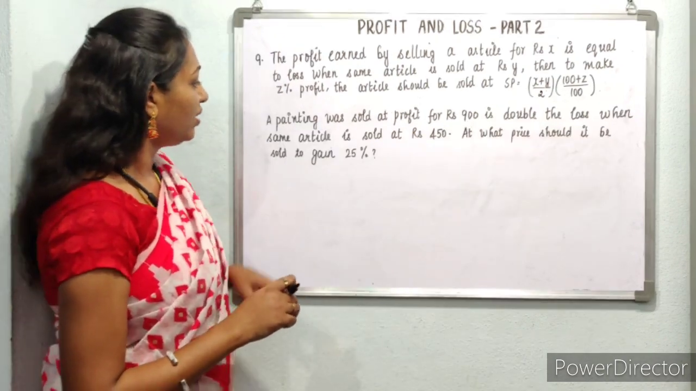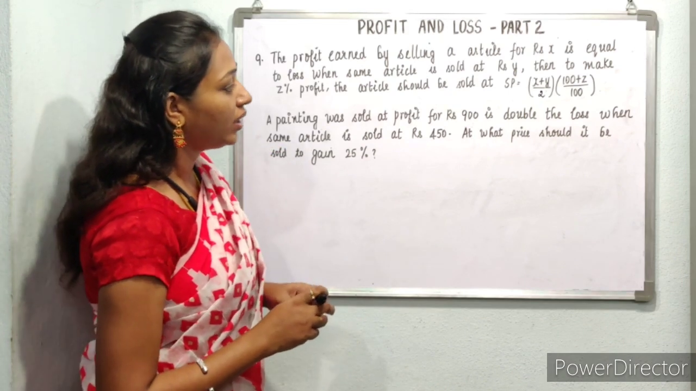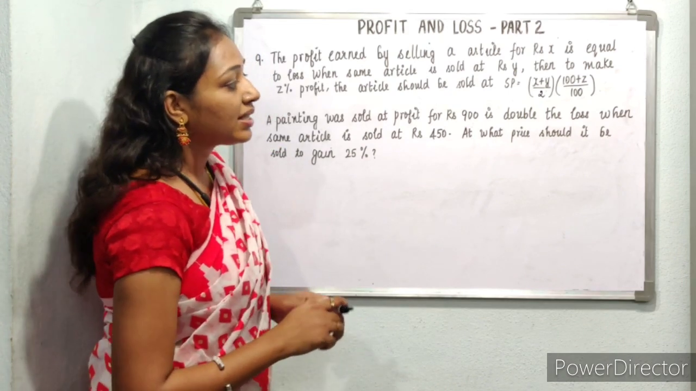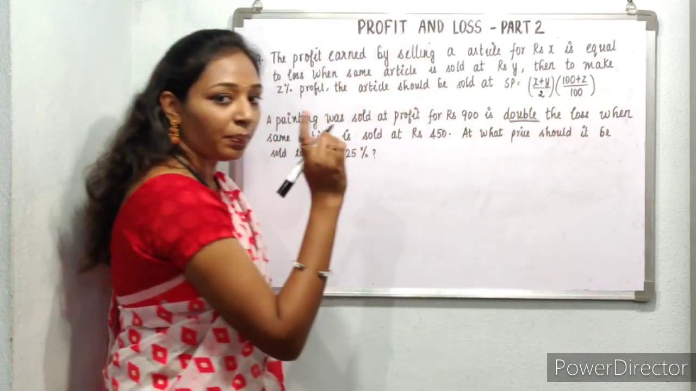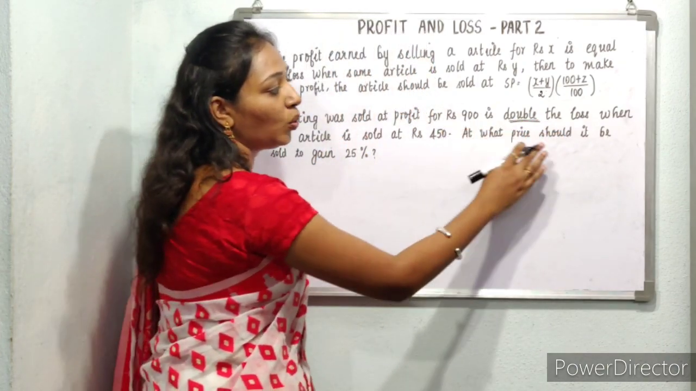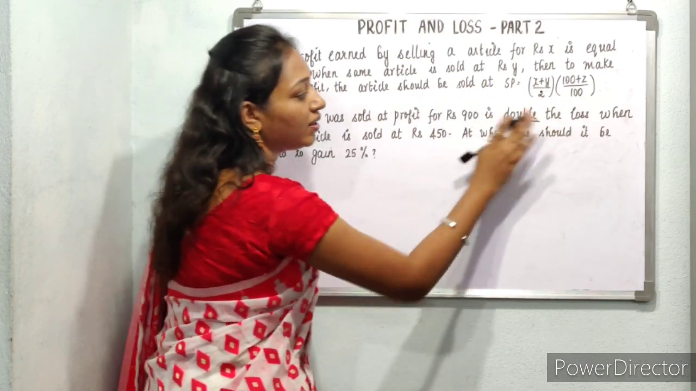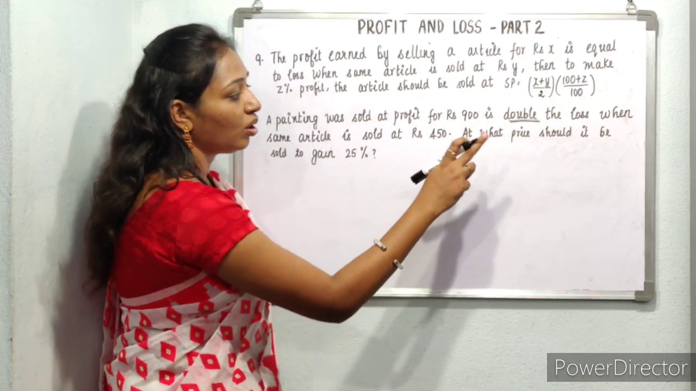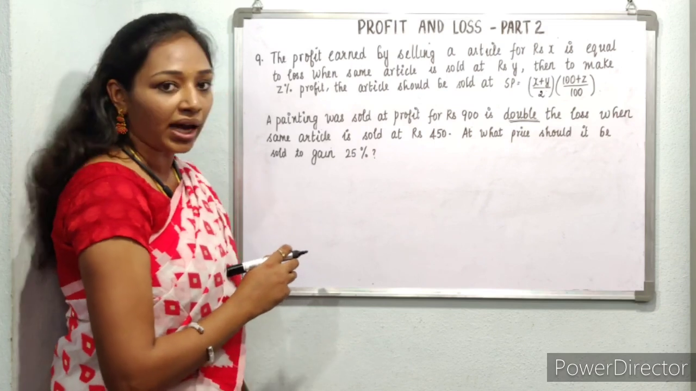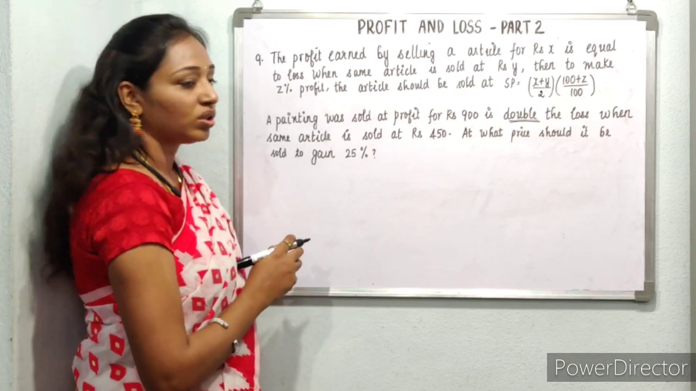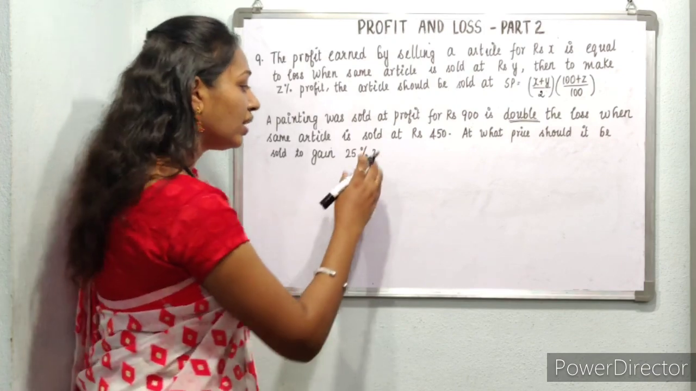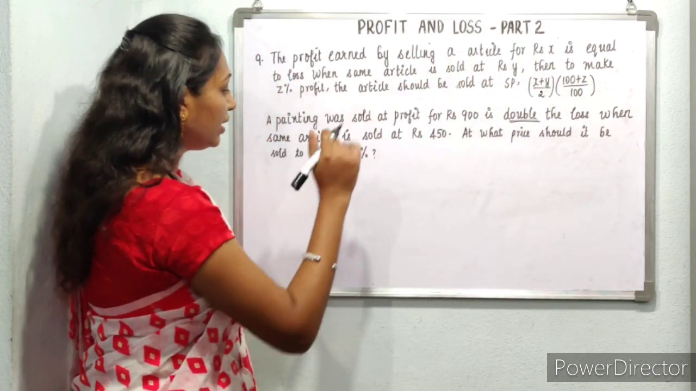Now see this question. A painting was sold at a profit for rupees 900, which is double the loss. Now listen to this word, double the loss. The previous problem we had was equal to the loss. Here we have double the loss, when the same article is sold at rupees 450. At what price should it be sold to gain 25%? The same formula we have but with a little change.